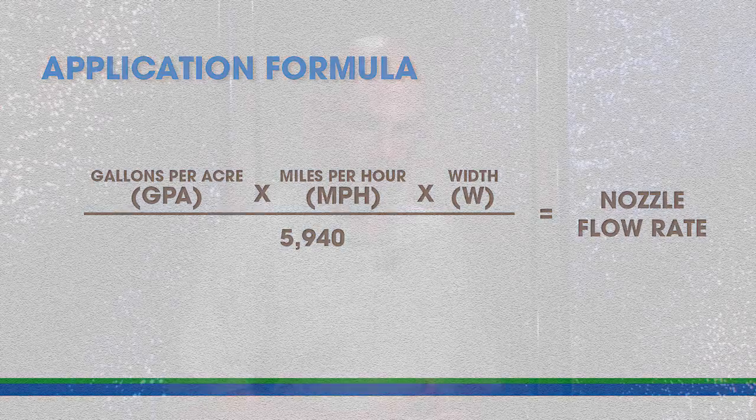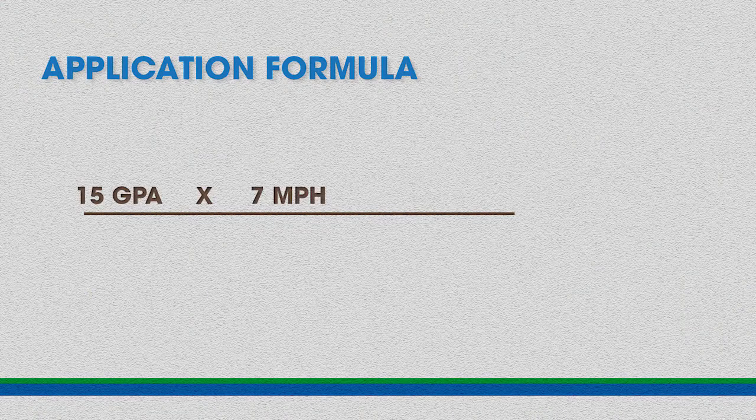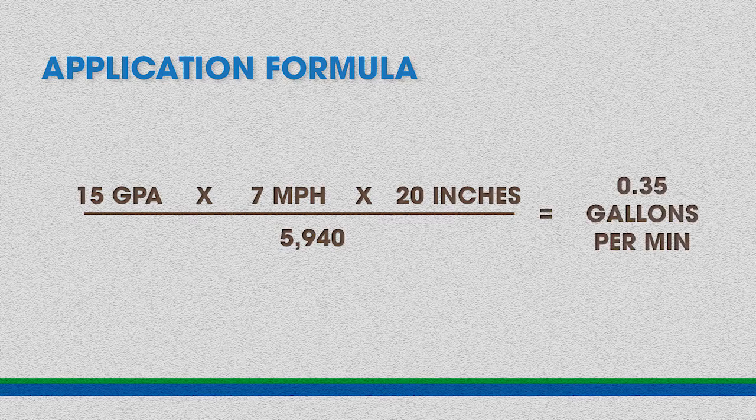So let's say we have an example here. We need to apply 15 gallons per acre. We're going to be traveling at 7 miles per hour when we make that application, and our nozzles are 20 inches apart. So we multiply 15 gallons per acre times 7 miles per hour times 20 inches, divide that by 5,940, and that equals 0.35 gallons per minute. So we need a flow rate out of our nozzle of 0.35 gallons per minute.